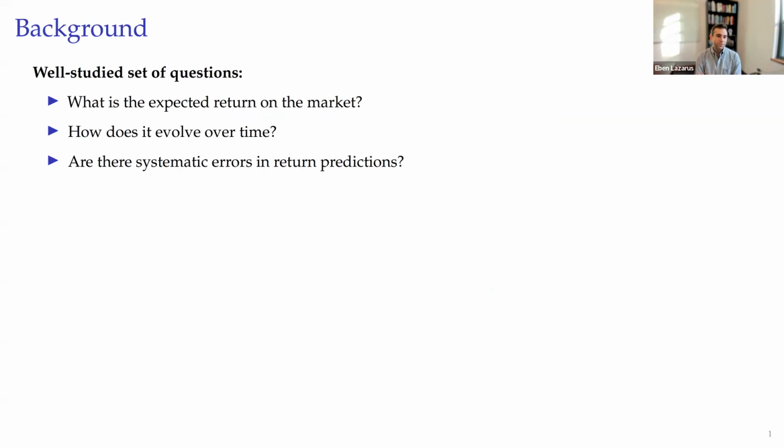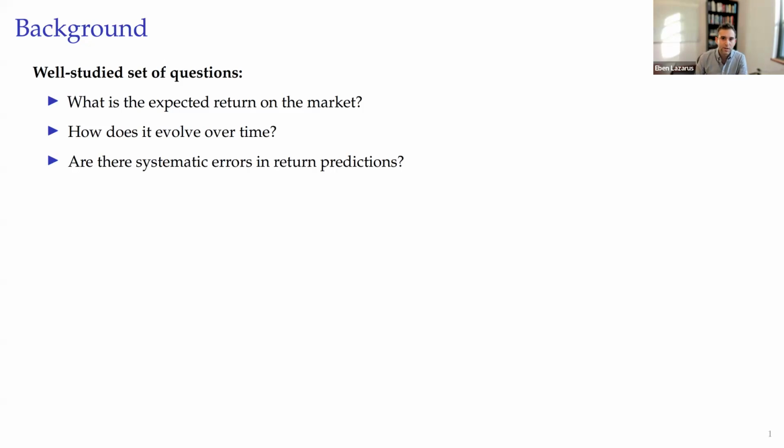And so there have been a few questions, of course. We're going to focus on macro or market level expectations. So what's the expected return on the market, or the expected return in excess of the risk-free rate? How does that thing evolve over time? When you compare ex-ante expectations to ex-post realizations, are there systematic errors in those expectations ex-ante? And I think we found out a decent amount of stuff from this set of questions.